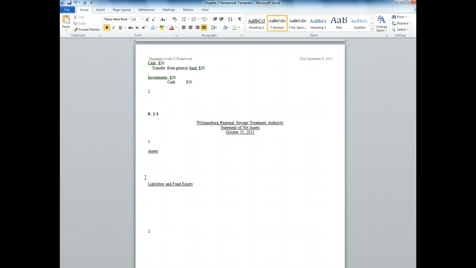What we're supposed to do is combine the balance sheets of the two funds into a single consolidated balance sheet. Show separately, however, the restricted and the unrestricted portions of the consolidated fund balances, not each individual asset and liability. And we're going to eliminate the interfund payables. So we're going to consolidate this Regional Sewage Treatment Authority.